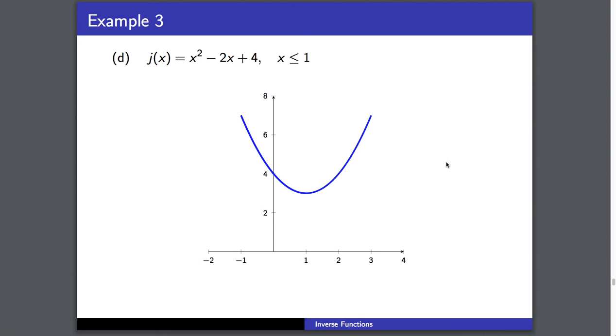So in this case, we made the domain restriction to be less than or equal to 1, so it looks like this. However, we could have just as easily said greater than or equal to 1, and it would have been the right side of this graph. In fact, we could have even not had it go to 1. We could have had it stop at 0. So we can really restrict it how we want as long as it passes the horizontal line test.